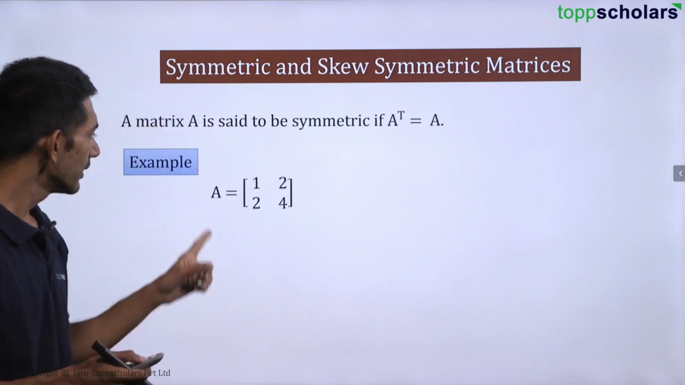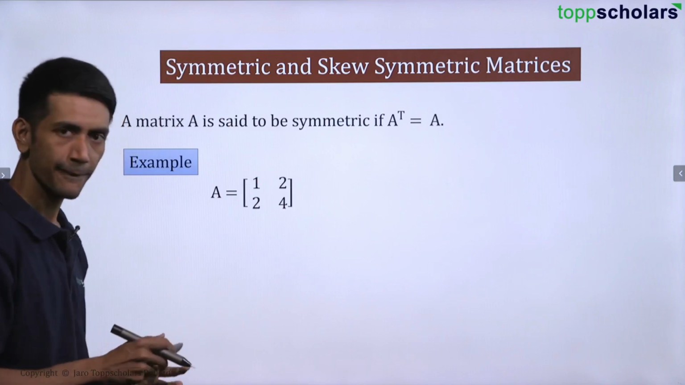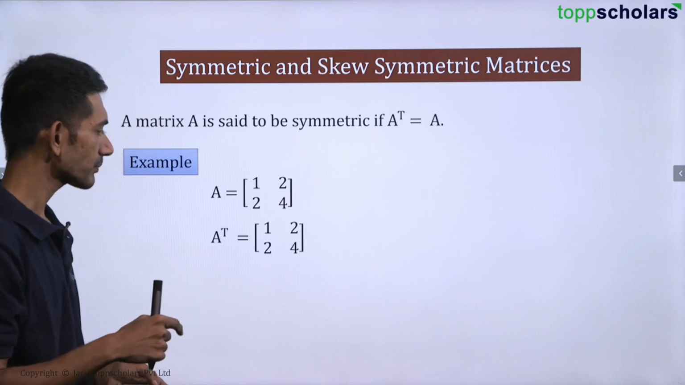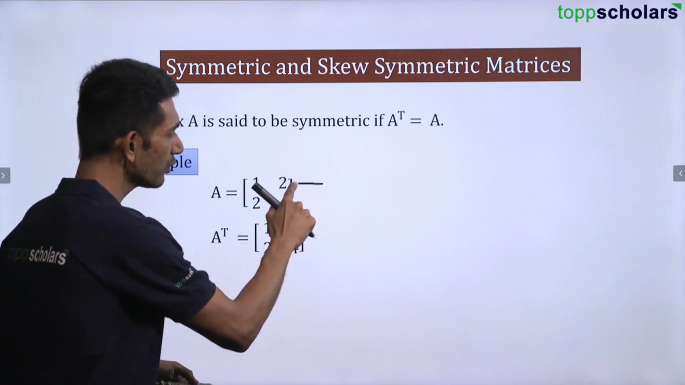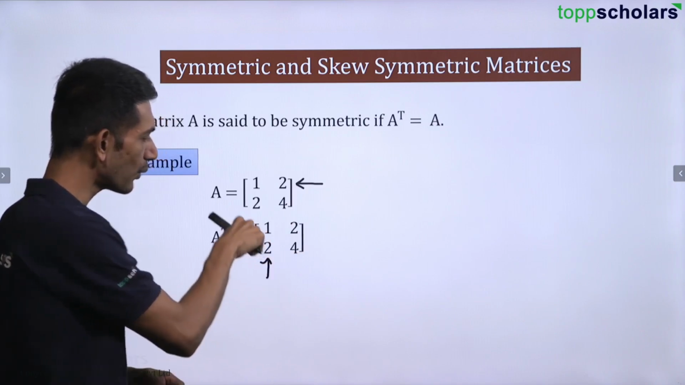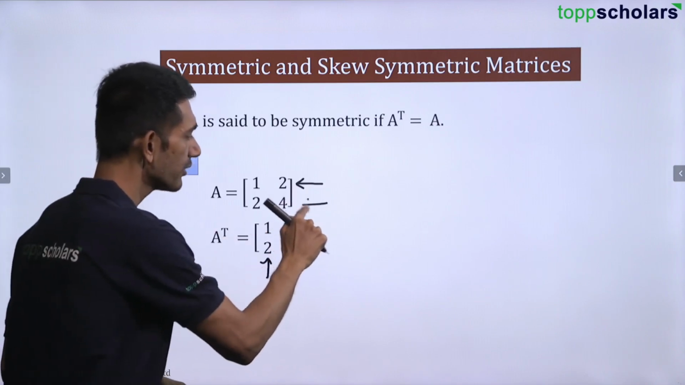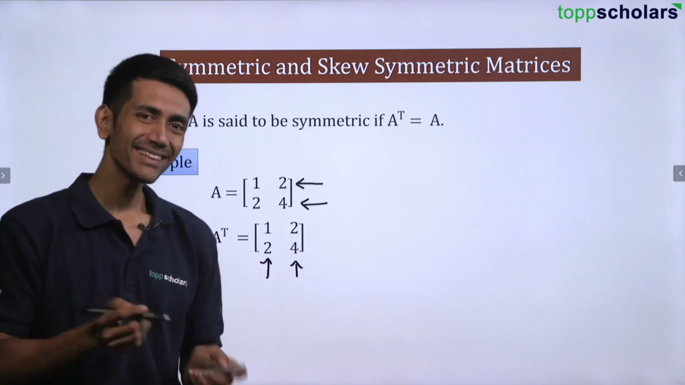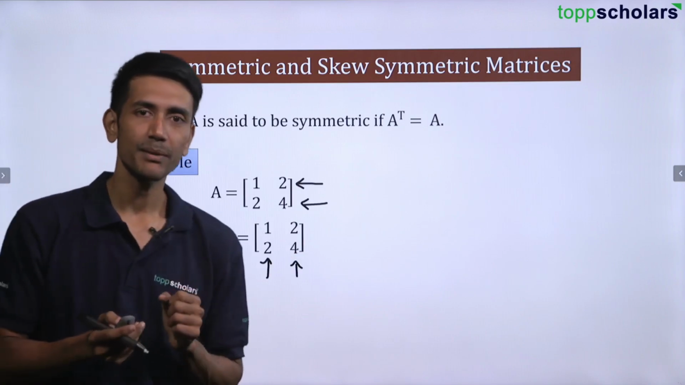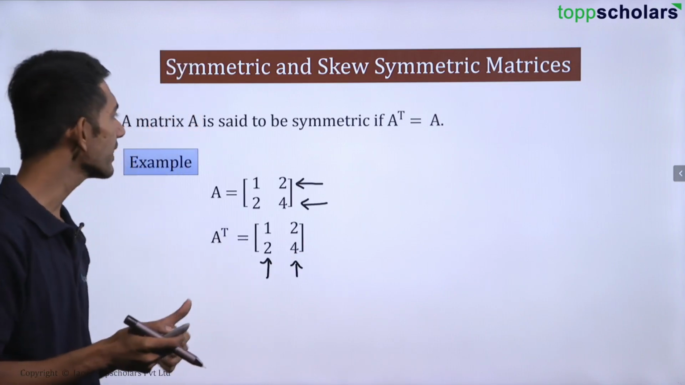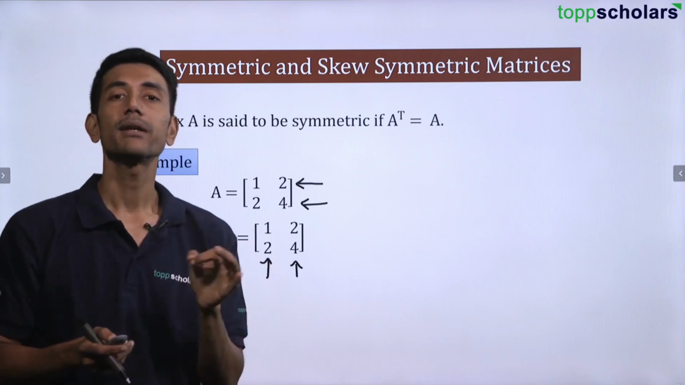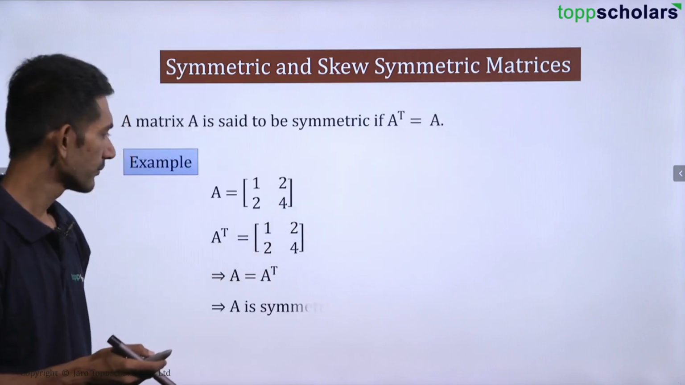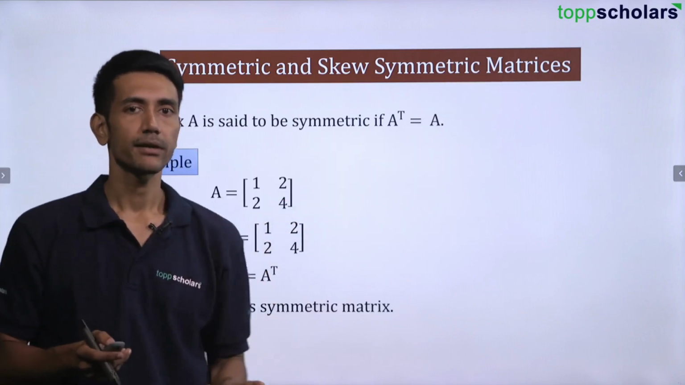For an example, if A is 1, 2, 2, 4, right? Now you take A transpose, that is, take first row as first column. So first row is 1, 2, that becomes first column 1, 2. Second row is 2, 4, that becomes second column 2, 4. Same thing, isn't it? So can I say A transpose and A, both of them are equal? Yes. So this is definitely an example of a symmetric matrix, right? So A is equal to A transpose. So A is a symmetric matrix.